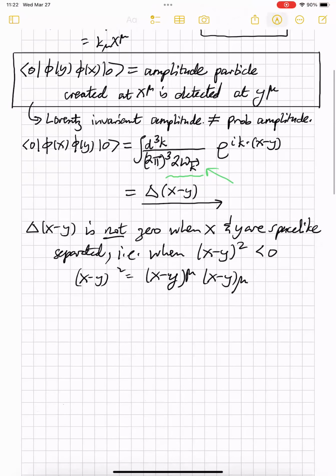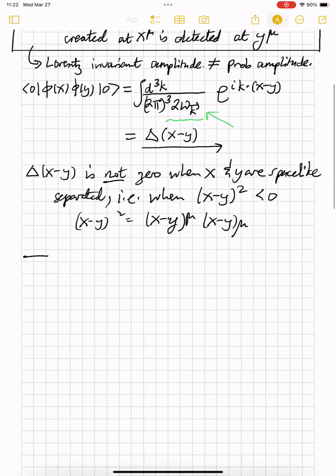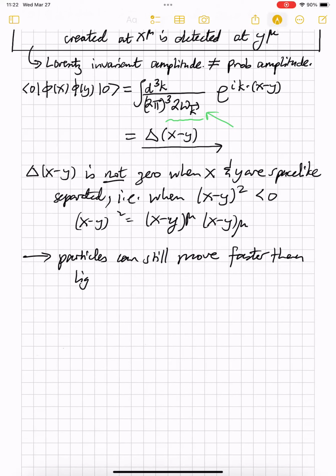So what that means is, in our new field theory, particles can still move faster than light. Okay, so let's discuss this now and try to figure out if this is okay or not.